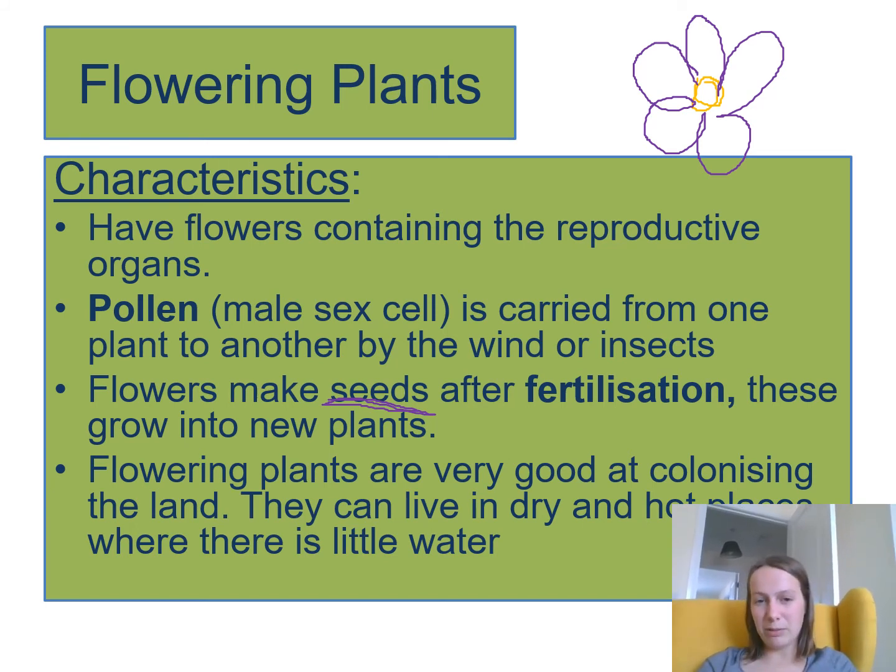That's how flowers reproduce. So flowering plants are very good at colonising land. That means that they're good at taking over spaces. So they're good at growing places where they weren't before. They can live in hot and dry places where there's not much water. Let's have some example pictures.